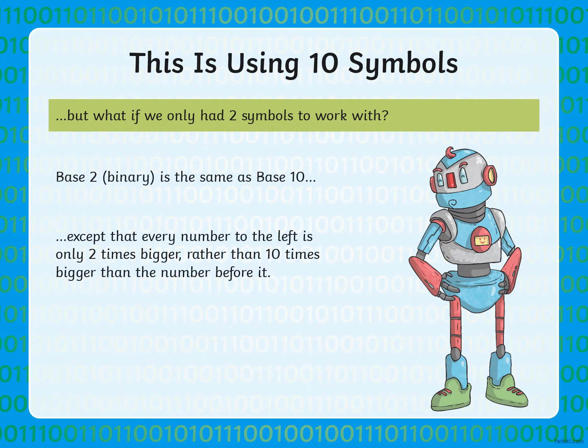But what if we only had 2 symbols to work with? Base 2 binary is the same as base 10, except that every number to the left is only 2 times bigger rather than 10 times bigger than the number before it.